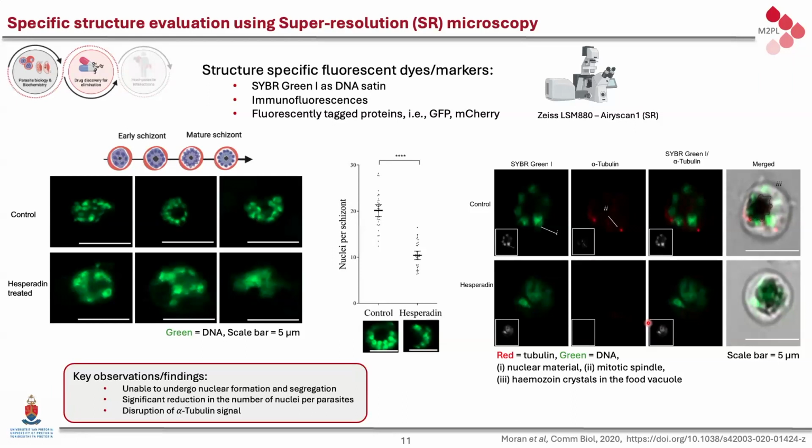So what they observed was that the nuclei of parasites treated with hesperidine appeared abnormal and multi-lobed, and this subsequently led to there being fewer nuclei per schizont treated with hesperidine compared to untreated parasites. Additionally, they saw that when the parasites were treated with hesperidine, they had a loss in alpha-tubulin signal, which indicates that hesperidine treatment does affect microtubule formation.